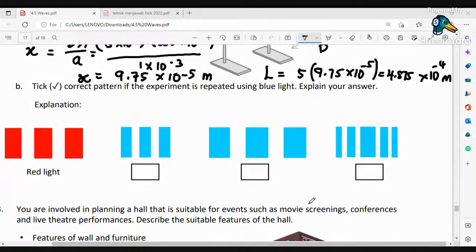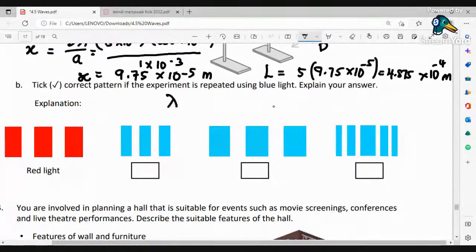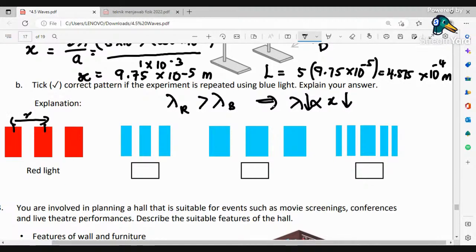Okay, next b. Pick correct pattern if experiment repeated using blue light. Explain your answer. As we know, red light, if you compare with blue, red is longer than blue. Lambda and x are directly proportional. Means if lambda decreases, x also decreases. So you check which one shows smaller than this one. This is for red color. Means for blue should be shorter than this one.